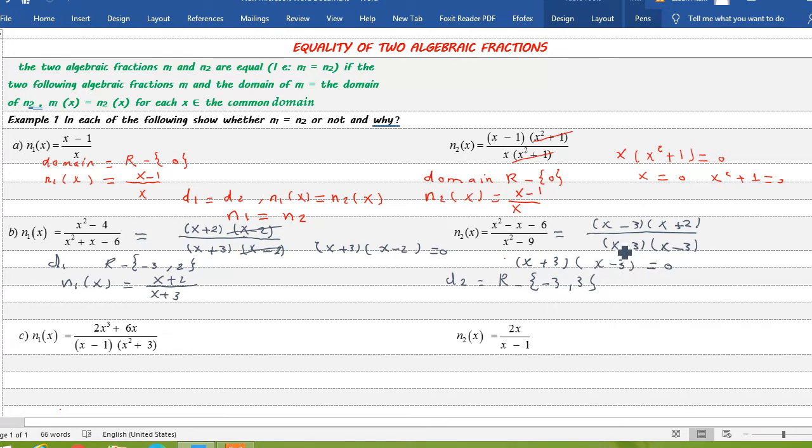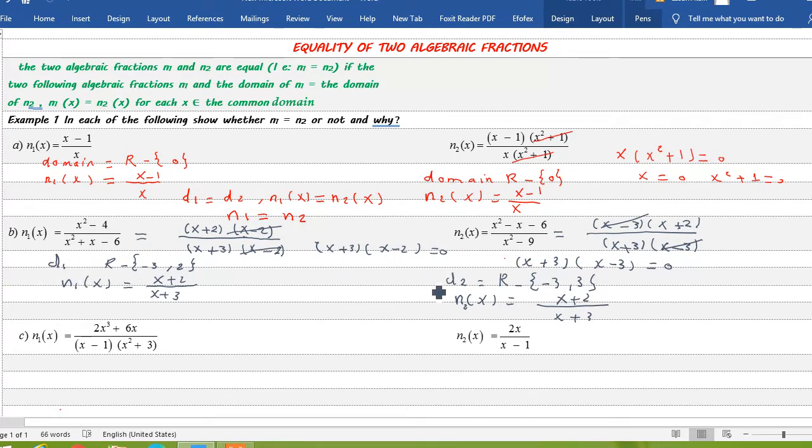Make the simplest form. Cancel the common expression or common brackets between the numerator and the denominator. Cancel x minus 3 with x minus 3. Then n2 of x equals x plus 2 over x plus 3. Look at this.